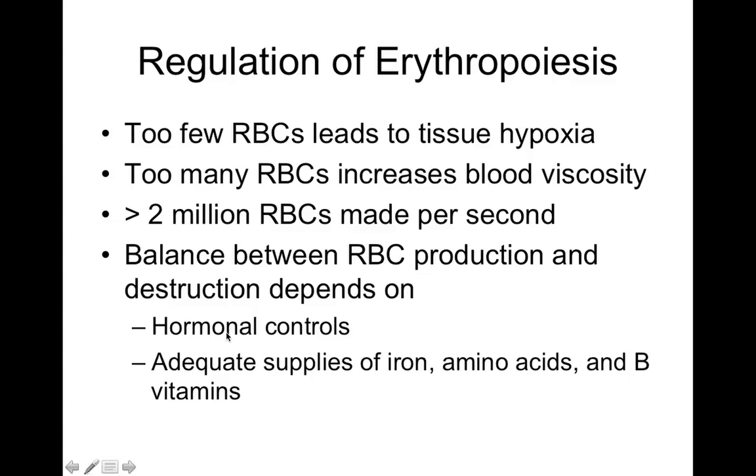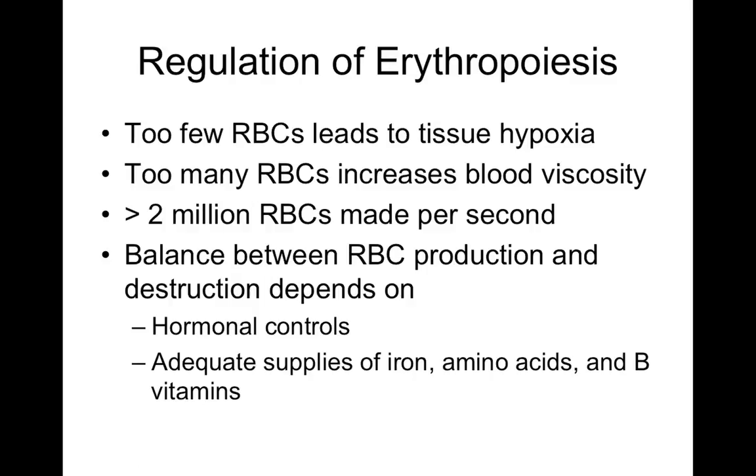Now, kind of getting away from that idea of cancer, you guys, we're going to talk about normal regulation of erythropoiesis, or production of red blood cells. So if you have too few red blood cells, this leads to hypoxia, which isn't good. That means low oxygen levels in tissue. Otherwise, if you have too many red blood cells, it makes your blood more viscous.